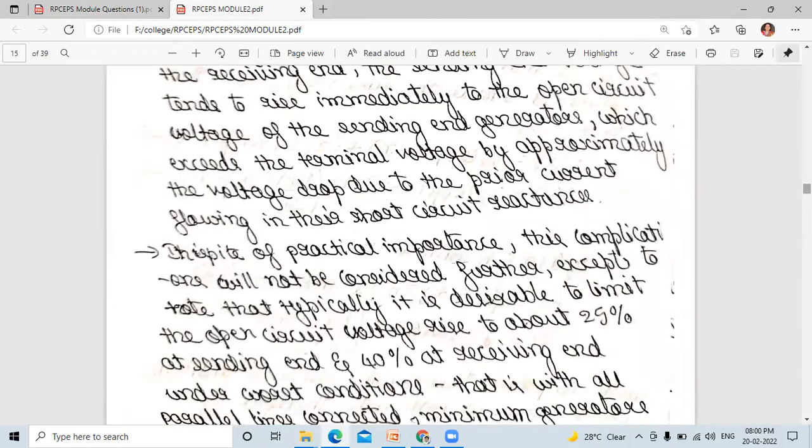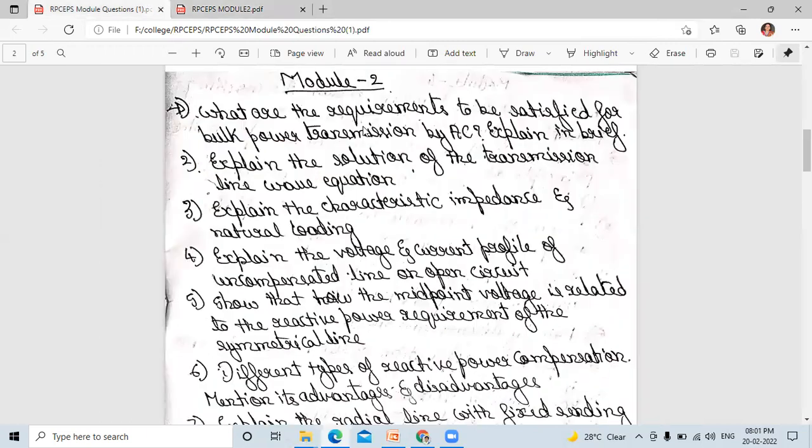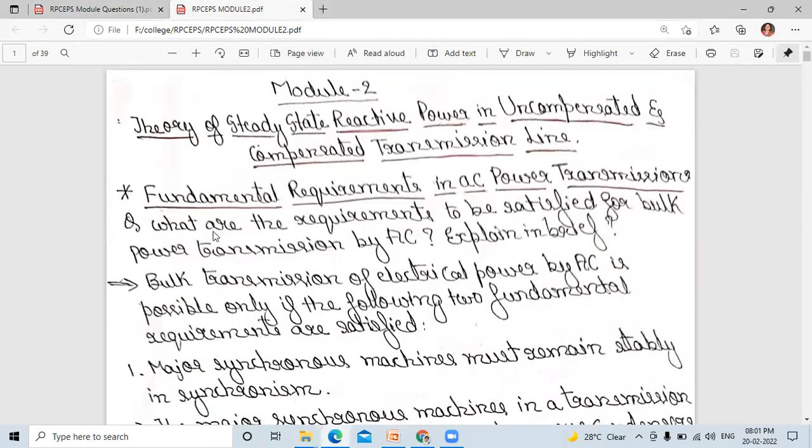Module 2, a little bit more topics are there in Module 2. First question, what is it? Requirements to be satisfied for bulk power transmission by AC. Explain in brief. This is the first topic. What are the requirements to be satisfied for bulk power transmission by AC? Explain in brief. I have given the same question in the notes also.